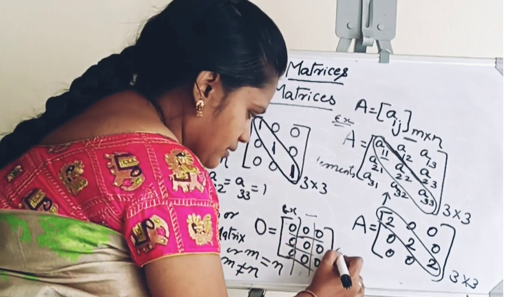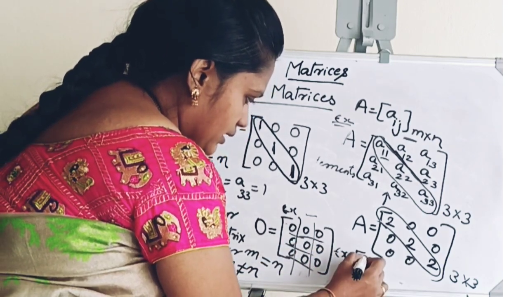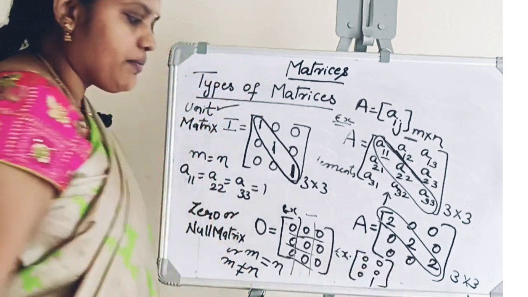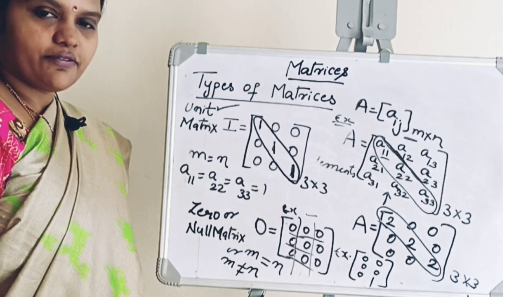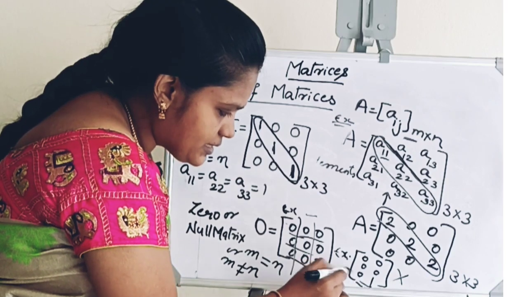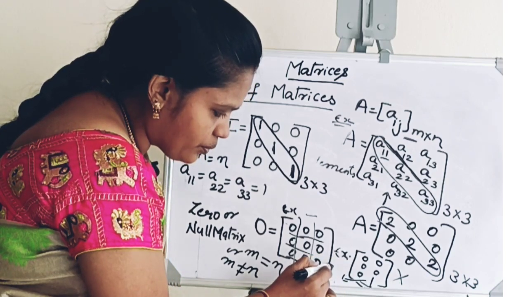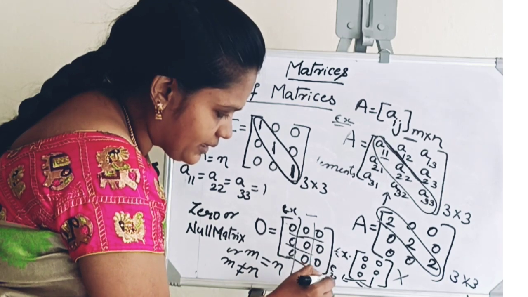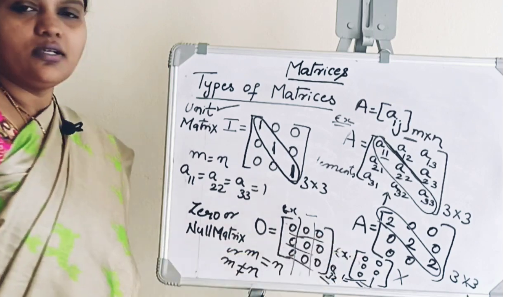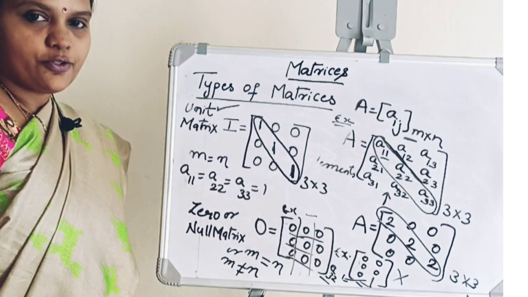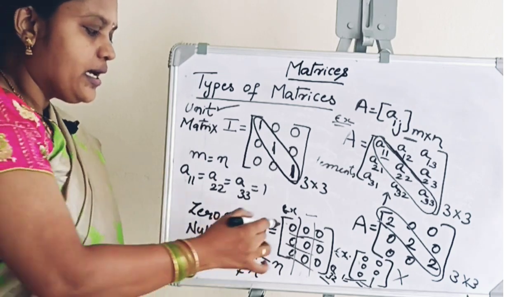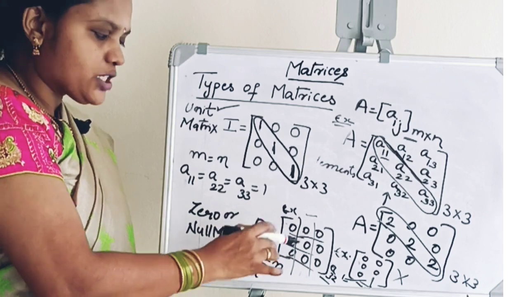Now consider an example. I'll just give 0, 0, 0, 0, 0 and 1. Is this a null matrix? Definitely no. Why? Because here the third row, second column element is 1, and thus this matrix is not a null matrix. Hope you understood the difference. So for a matrix to be a null matrix, each and every entity must be equal to 0.